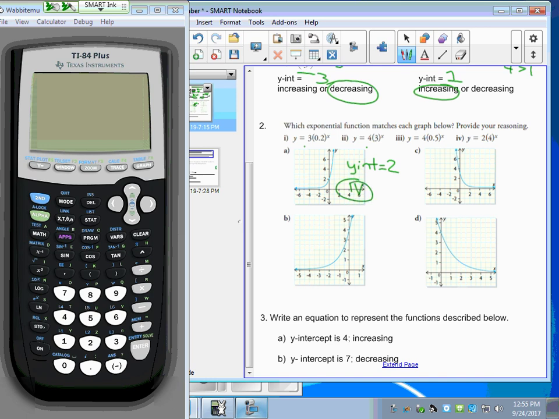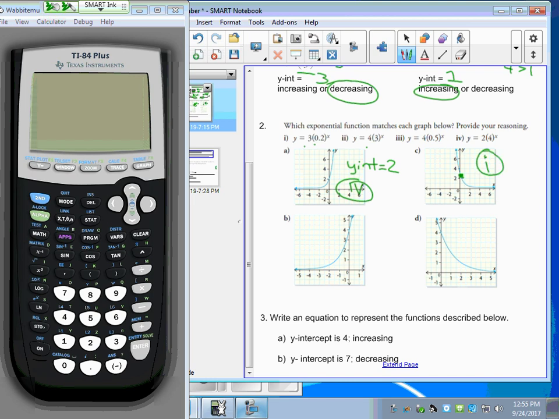Perfect. Now let's try C. C has a y-intercept. It looks like it's going to cross at 3, right here. We can tell that the only one that has a y-intercept of 3 is 1. So this one's going to be 1.